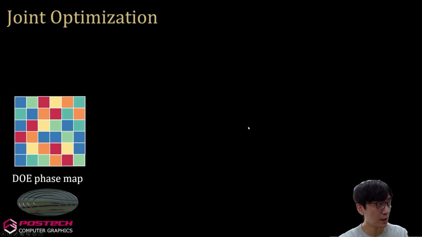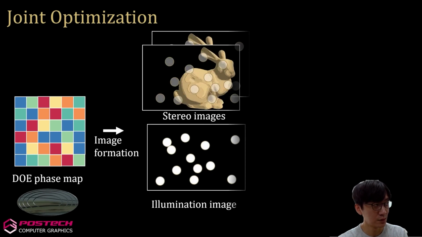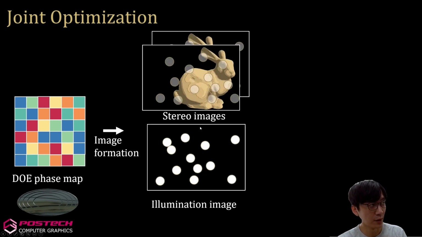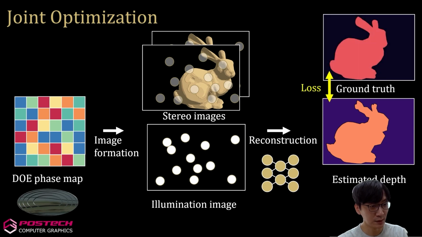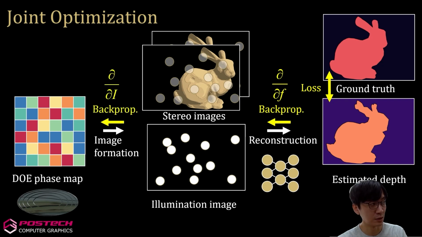Here, in order to do this, our key idea is to have this differentiable flow from the DOE to the reconstruction results and optimize both illumination and reconstruction. Let's say that we simulate the illumination pattern and stereo images for a given DOE phase map, like this. Then we estimate depth information using a reconstruction method in the form of a neural network. Then loss is computed compared to the ground truth, and the loss is backpropagated all the way up to the DOE. Note that this backpropagation-based optimization requires the differentiability of the image formation model and the differentiability of our reconstruction algorithm.